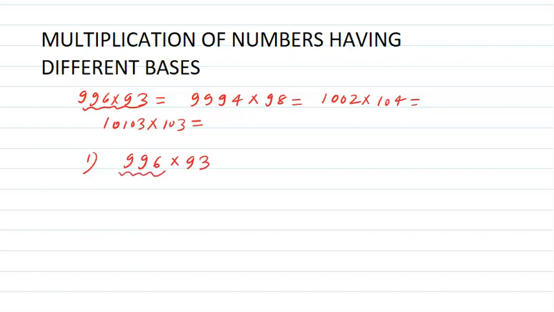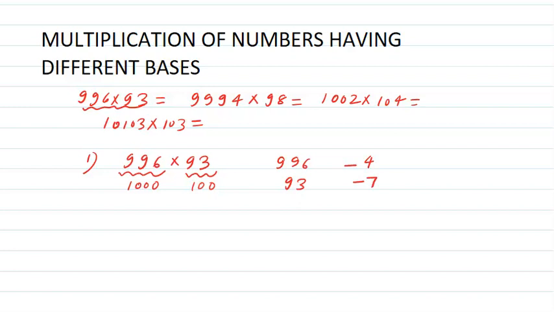Point number one is that this number is closer to the base 1000 and this number is closer to the base 100. If you look at 996, the difference of this number from its nearest base is equal to -4, and if you look at the number 93, the difference of this number from its nearest base is equal to -7, right?